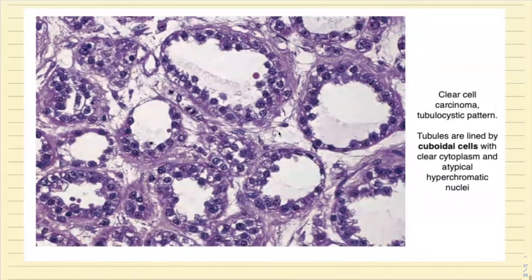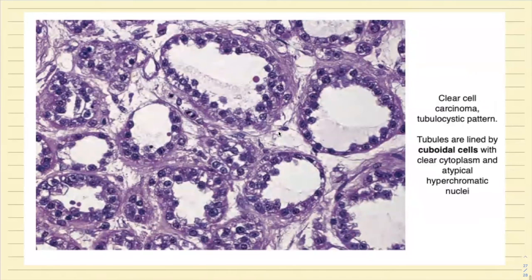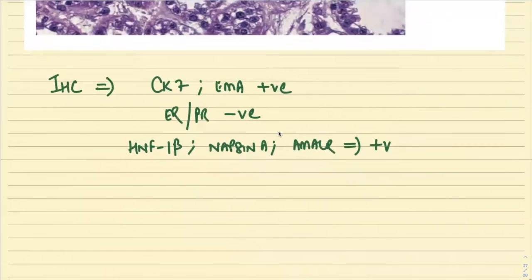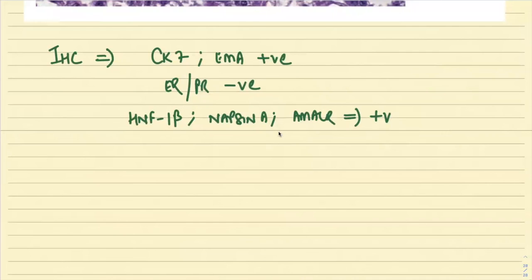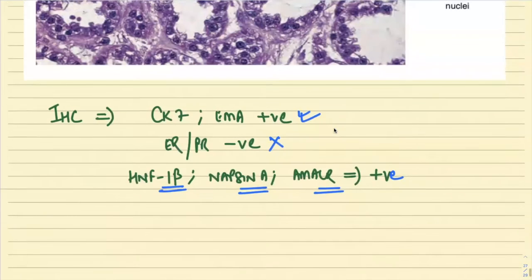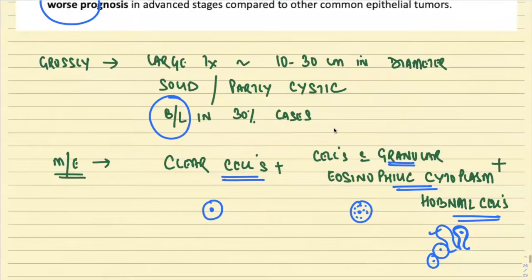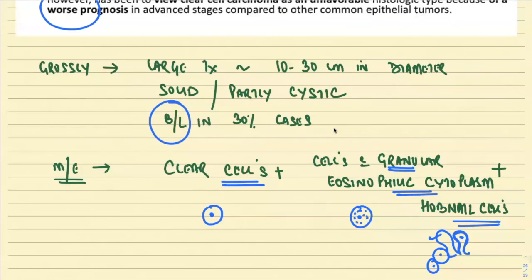This is another diagram, a tubulocystic pattern clear cell tumor, wherein you can see the multiple tubules over here, which are lined by cuboidal epithelium, and they have clear cytoplasm. Now, the immunohistochemistry that is very important for this is that they are, again, CK7 and EMA positive, showing their epithelial nature. But unlike the endometrioid tumor, they are negative for ER and PR. Other markers that they are positive for are HNF1 beta, napsin A, and AMACR. These are some of the specific markers for clear cell tumors of the ovary. So with this, we have completed in detail the epithelial tumors of the ovary.